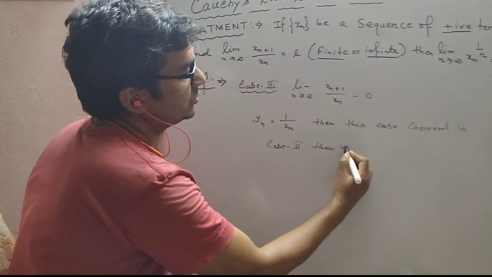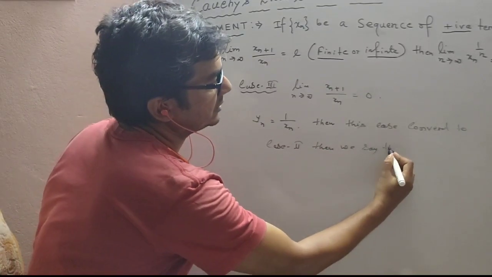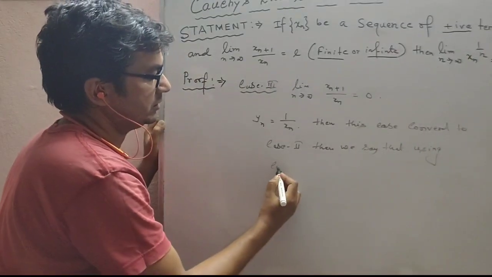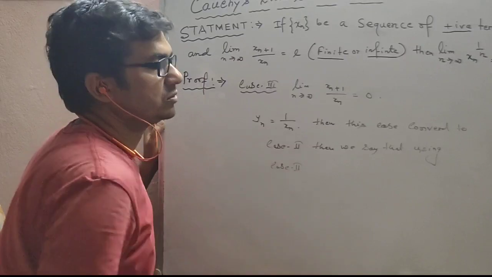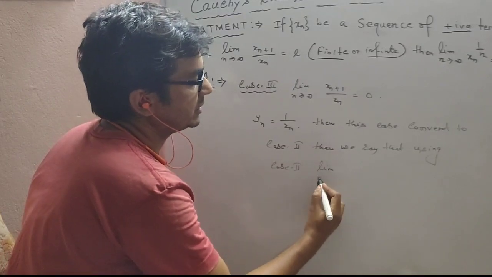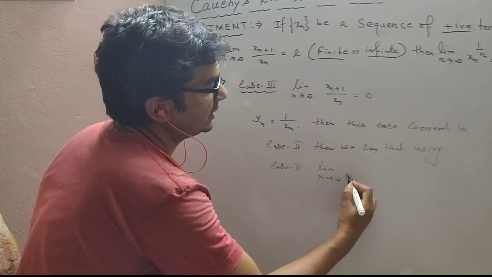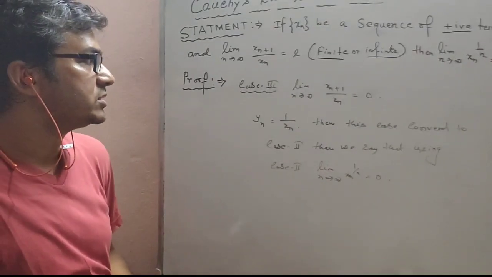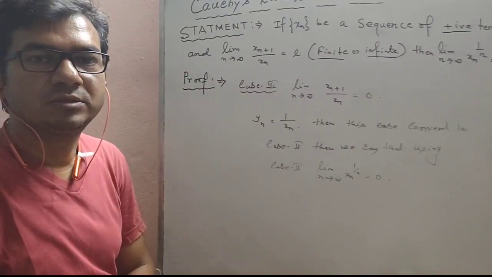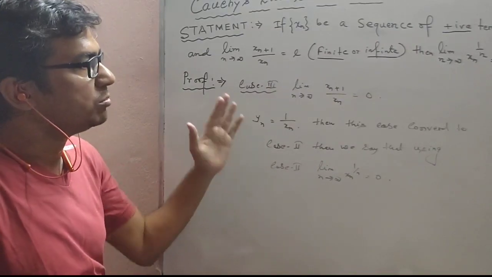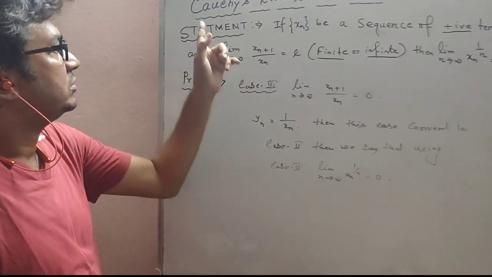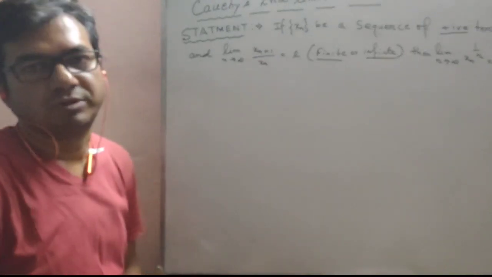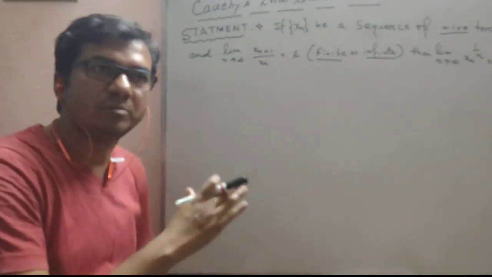Then we say that, using case 2, limit n tends to infinity xn to the power 1 by n equals 0. So this is the proof of the third case, and this completes the theorem, which is Cauchy's second limit theorem. Let us discuss the converse of this theorem. Is the converse of this theorem true?